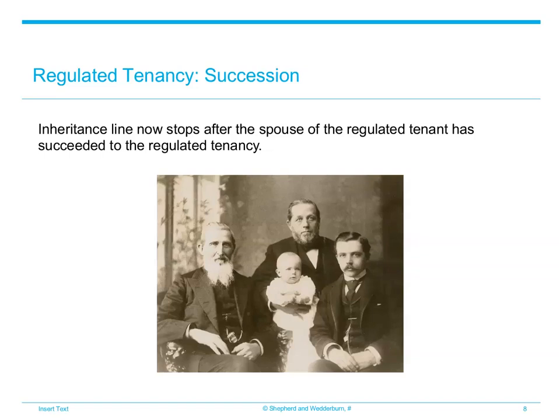If the regulated tenancy does transition into an assured tenancy, as noted, upon the death of that succeeding tenant, in our example, the daughter, then the recovery of possession can be obtained after the daughter passes away. The succession line stops. So that's regulated tenancies in a nutshell.